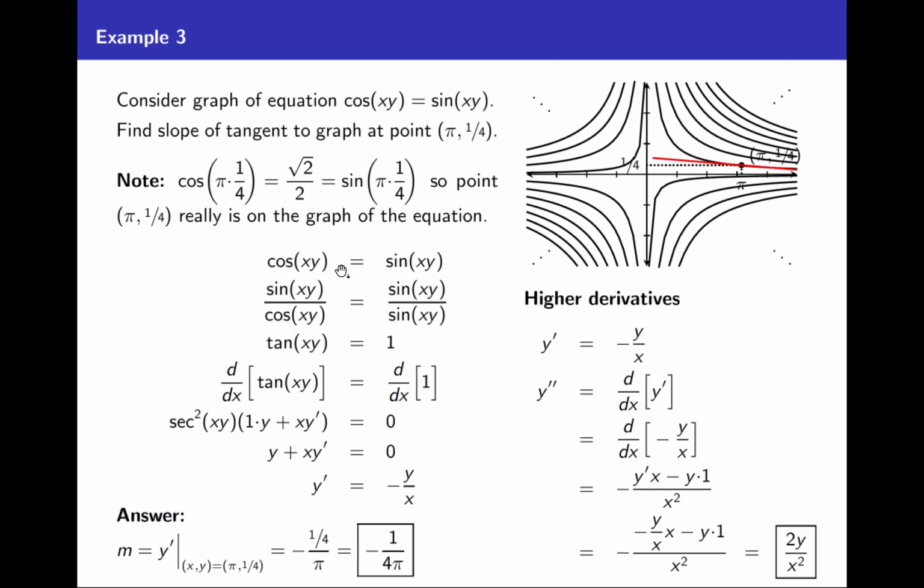For the equation, cosine xy equals sine of xy with implicit differentiation.